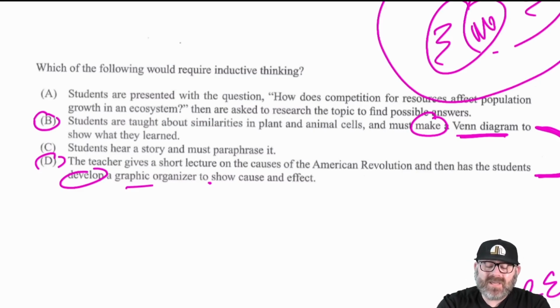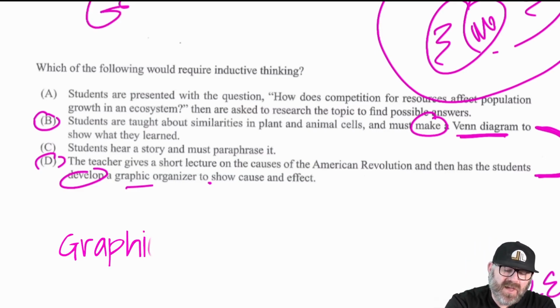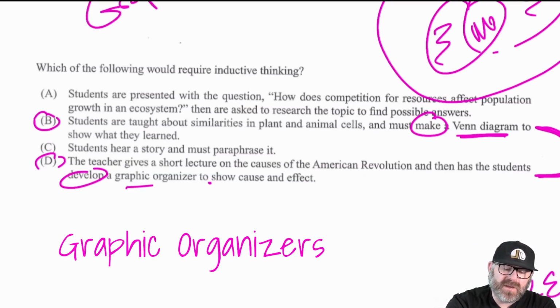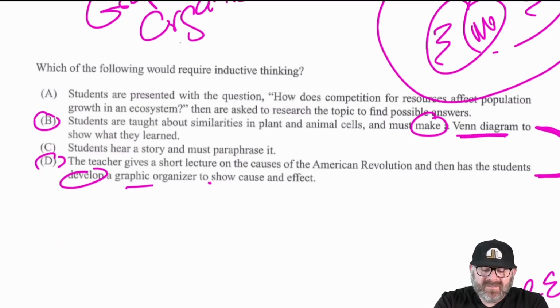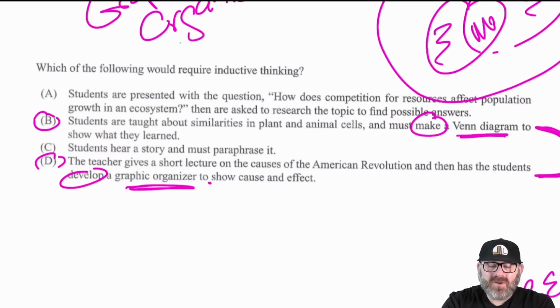Well, what is this an example of? What is a Venn diagram an example of? Just like a KWL chart. What are they? They are graphic organizers, right? Part of my chicken scratch, right? Graphic organizers, a visual representation to show connections and show relationships. Well, look at D. They literally say develop a graphic organizer.